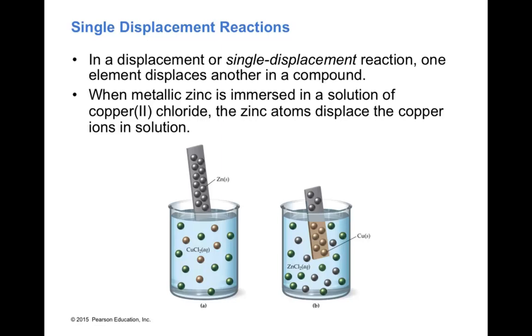It's neutral. Okay, so the copper went from +2 to 0. That means that it went through a reduction. So that means that zinc experienced the oxidation, and zinc went from 0 to +2.